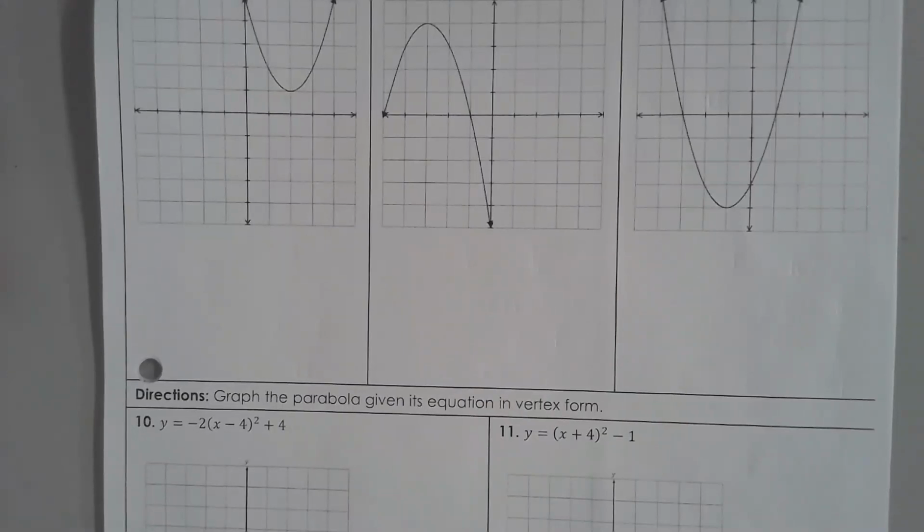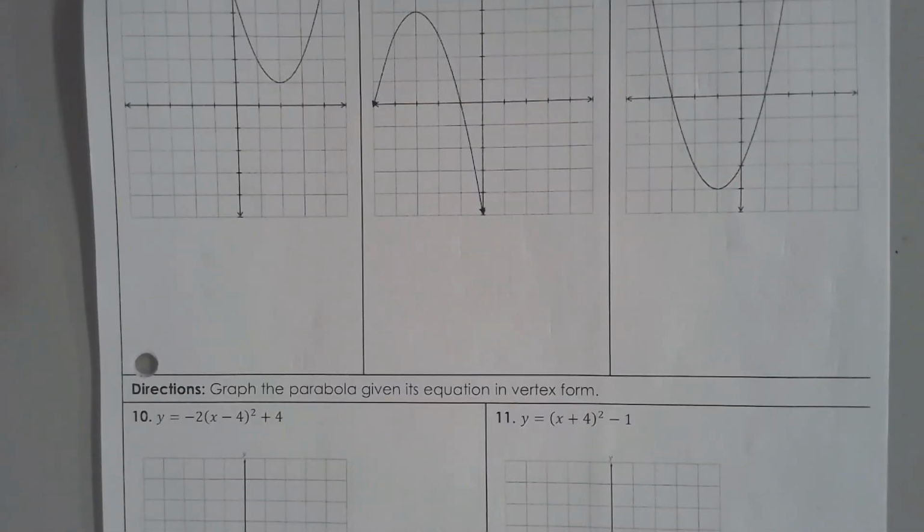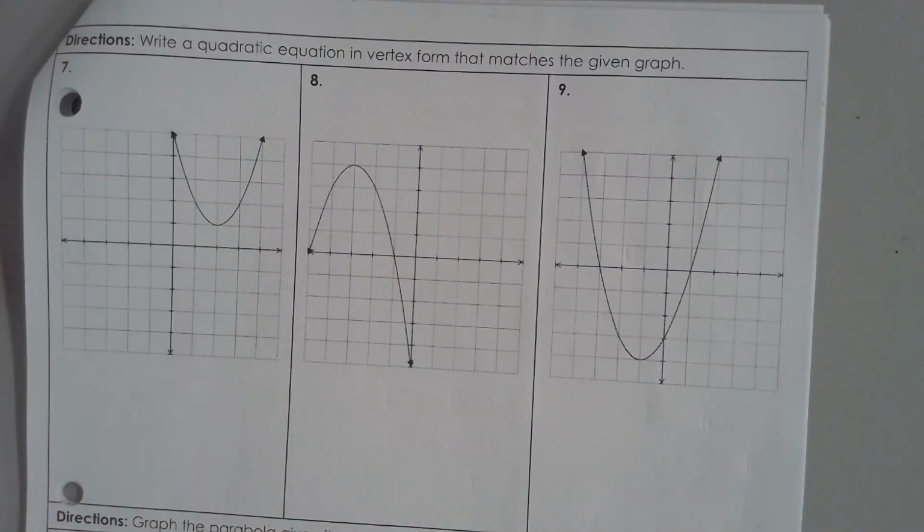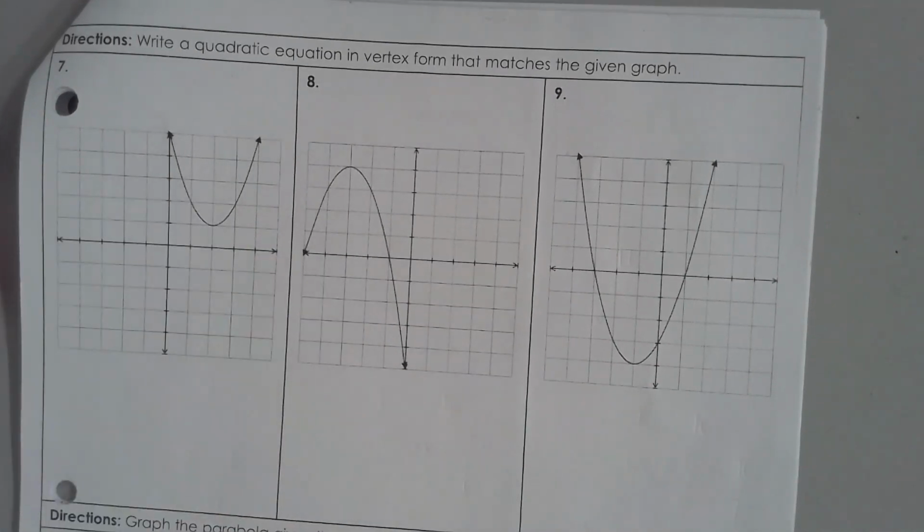So 7, 8, and 9, you're going to have to figure out what the vertex is by looking at the graph. So you have to know how to get a point from a graph. But also you have to take into consideration whether it's pointing up or pointing down. That is going to affect your a value. So if I give you a graph, I'm going to be more specific in what I'm looking for. Now I purposely made these so that your a value is either +1 or -1.